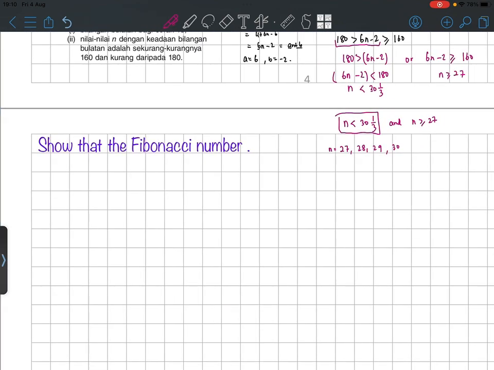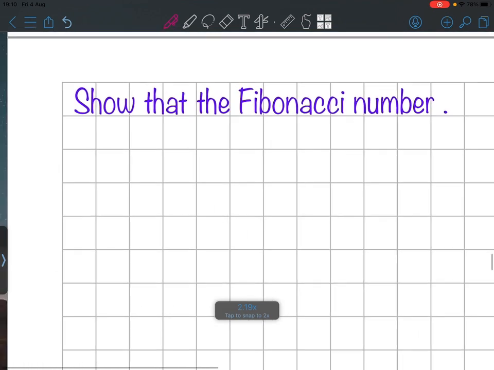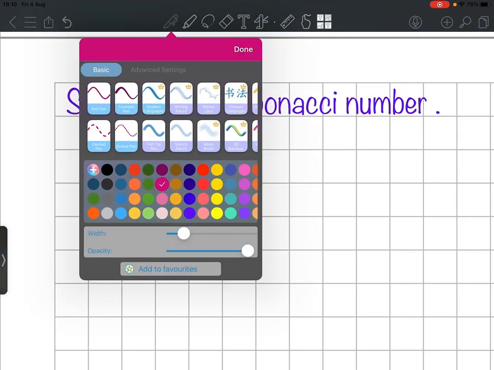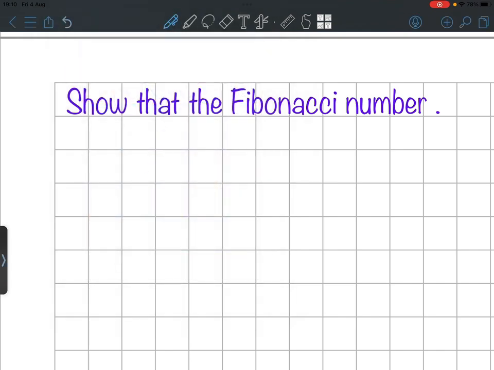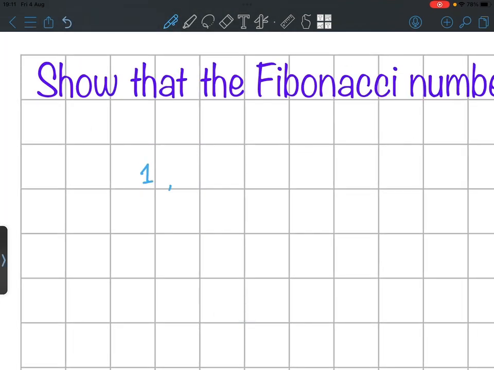Okay, the last question is show that it is the Fibonacci number. For the Fibonacci numbers, you need to remember that it always starts from 1. The rule of thumb is we add the current number with the previous one to produce the next number. The current number is 1, the previous number is nothing, so I assume 0. So 0 plus 1 is just 1, still 1. And then for the next number, the current number is 1, we add the previous one, which is 1, so 1 plus 1 is 2.